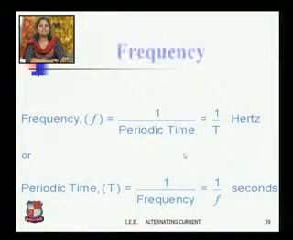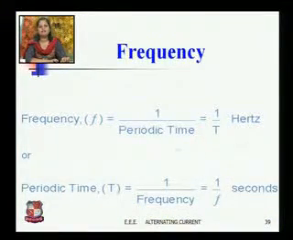This is the relationship between frequency and time period. Frequency is 1 upon the periodic time, which is equal to 1 by T, and the unit of frequency is always hertz. Second is the time period T. In the same way, from the above equation you can write that the periodic time or time period T is equal to 1 by frequency, and its unit is seconds.